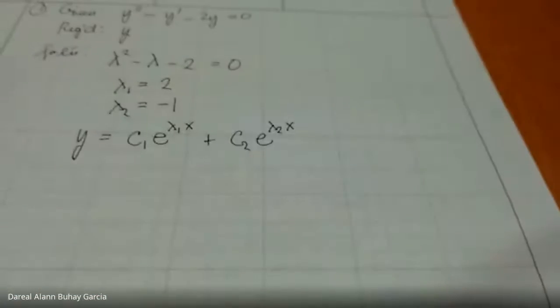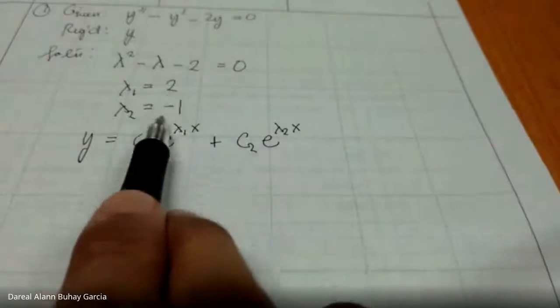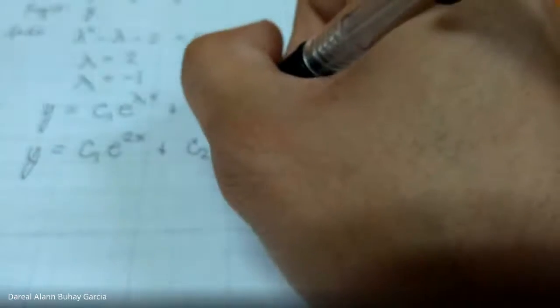So if case 1, the solution would be of this form. y is equal to C1 e to the power of lambda 1 x plus C2 e to the power of lambda 2 times x. Lambda 1 is 2, lambda 2 is negative 1. So y is equal to C1 e^2x plus C2 e^negative x. Final answer.